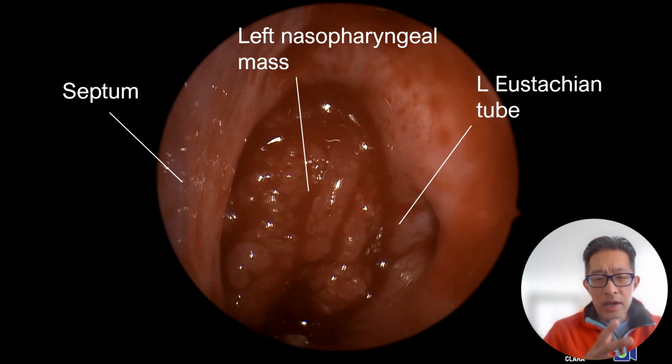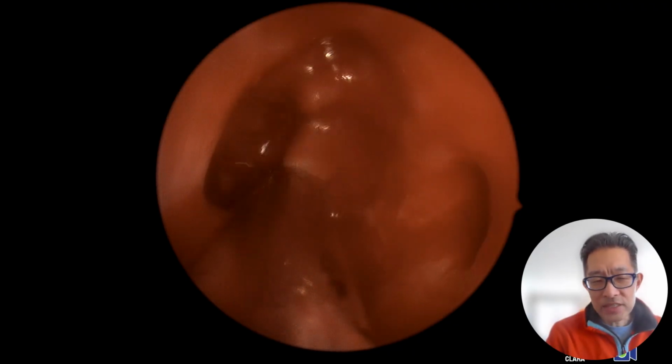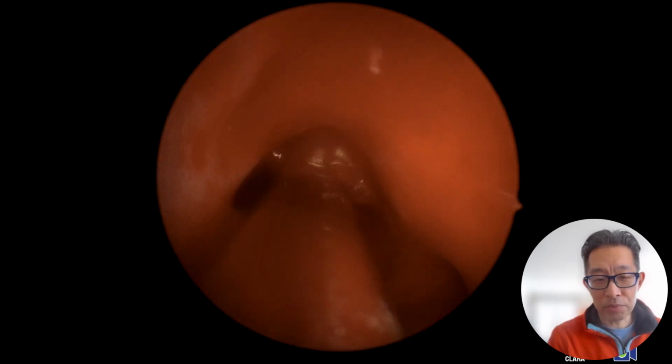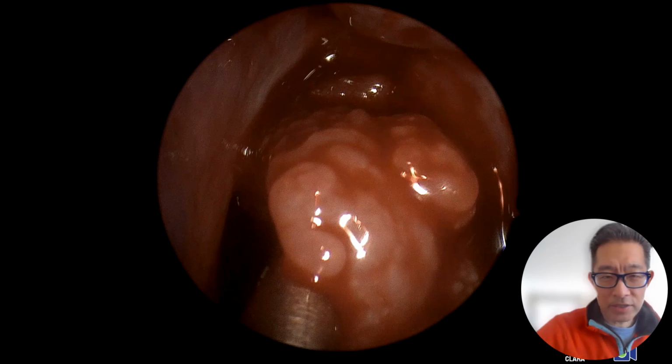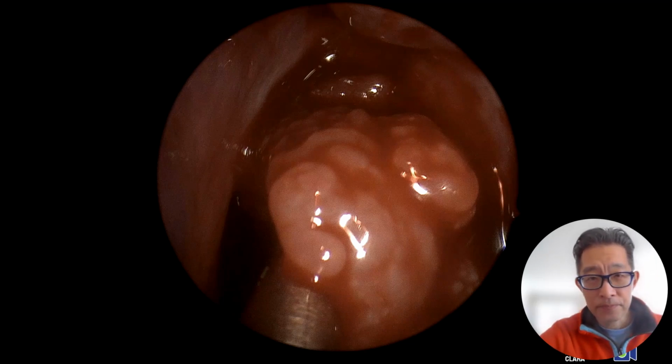And this mass tended to bleed a lot with just a little bit of provocation. Here's a microdebrider that we use to remove the nasopharyngeal mass, and then we cauterize the base.